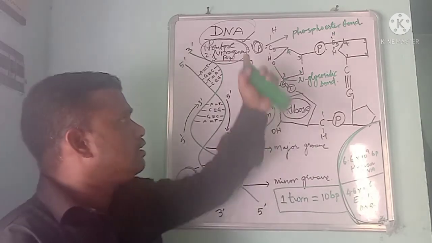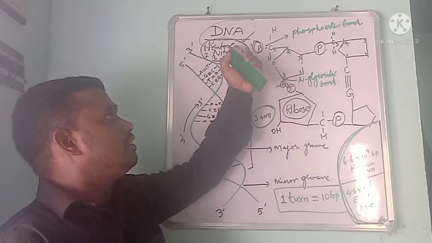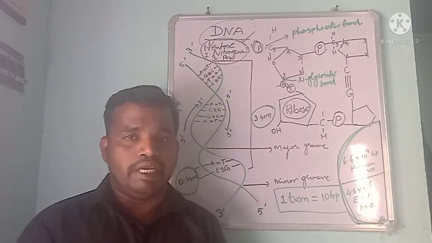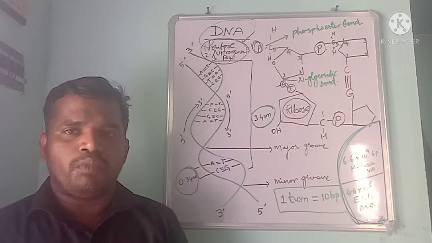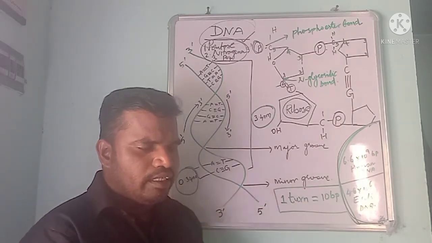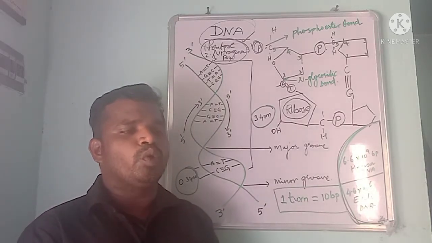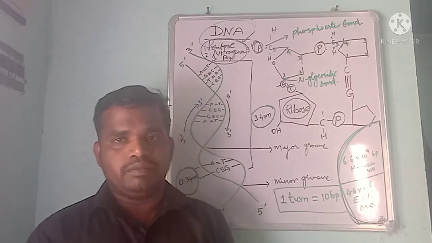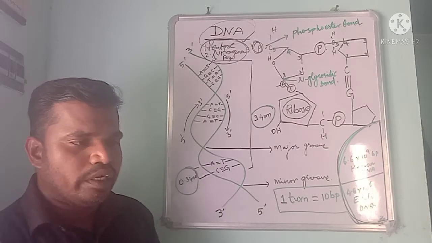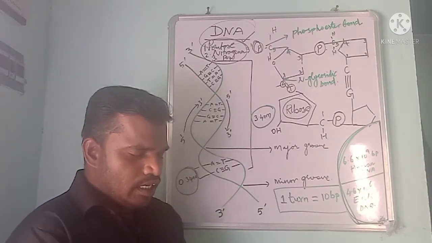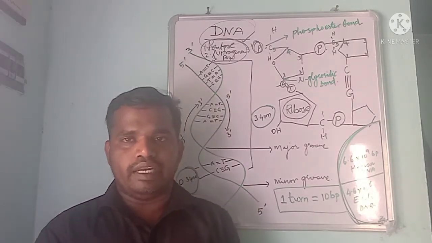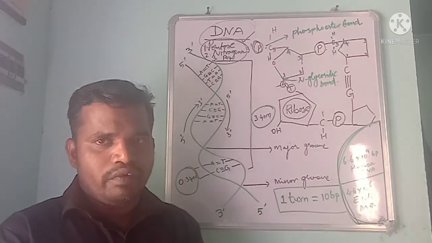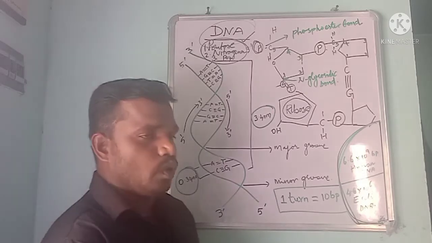The first one is a pentose sugar, that is a ribose sugar. The second component is a nitrogenous base, and the third component is phosphate. All these three are tightly bound to each other and form a nucleotide. DNA is nothing but repeated units of nucleotide. That's why we call it a polymer of nucleotides.